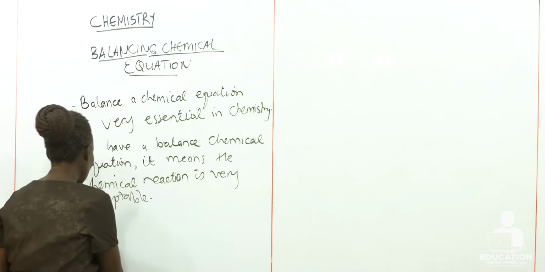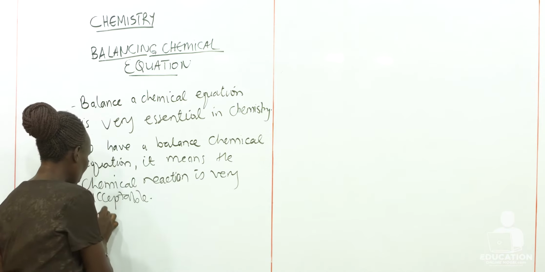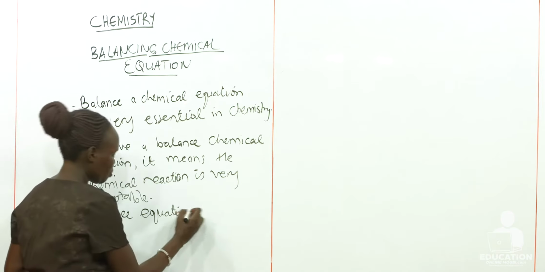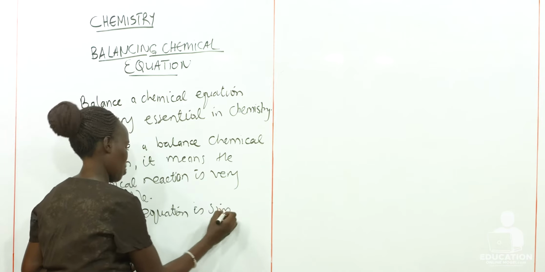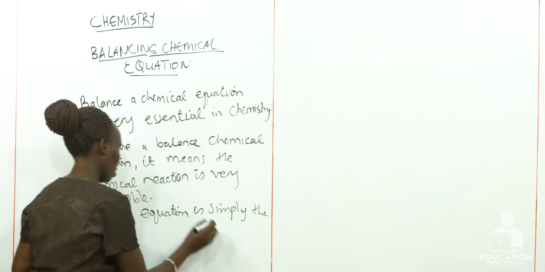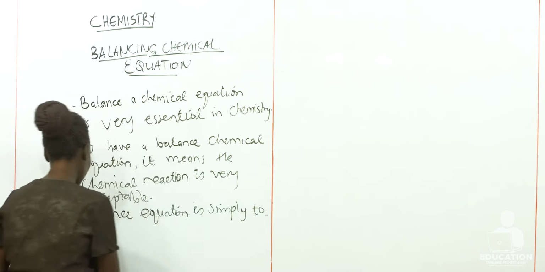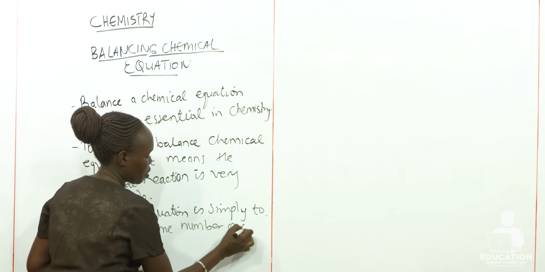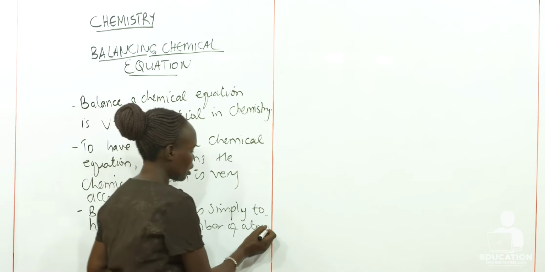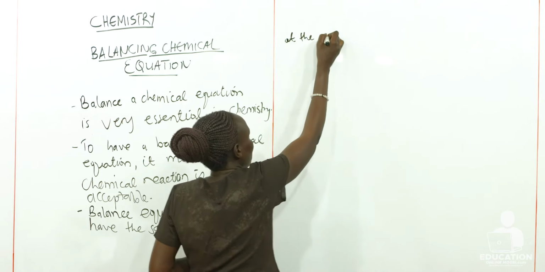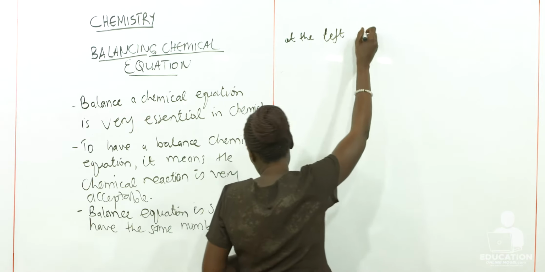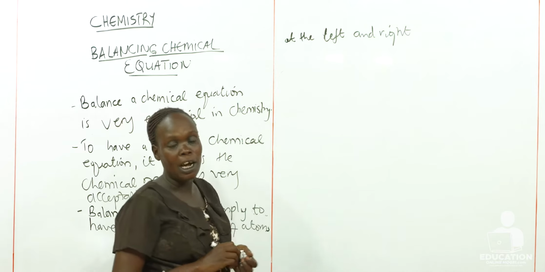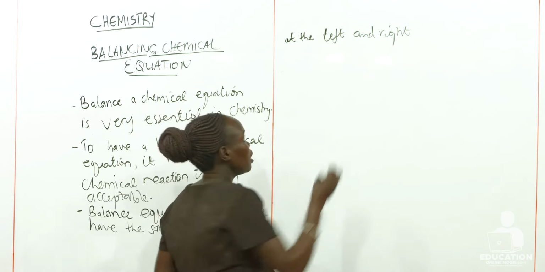So what is this balanced equation? A balanced chemical equation is simply having the same number of atoms at the left hand side as the right hand side having the same number of atoms. In this case, you have a balanced chemical equation.